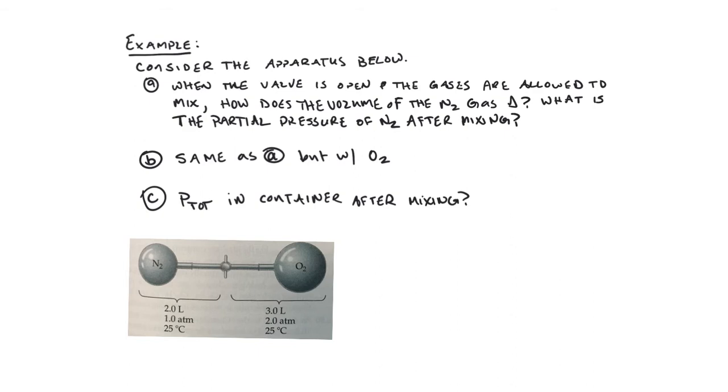Okay, so in this container, I start out with 2 liters of N2 that's at a pressure of, so this is initial volume, that's initial pressure.